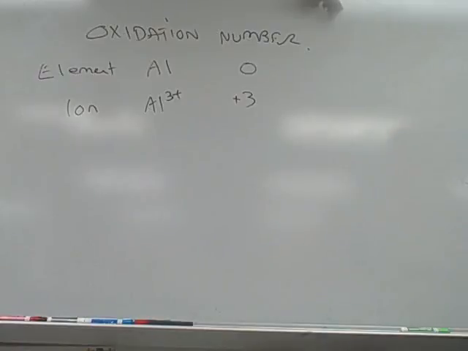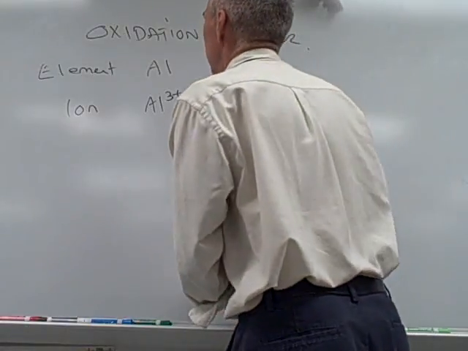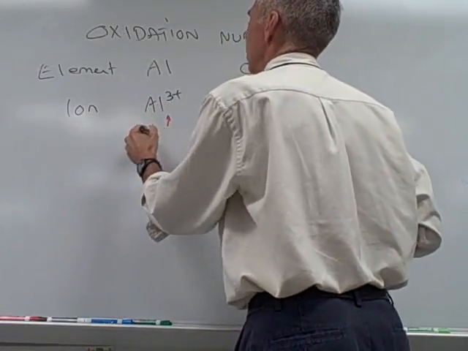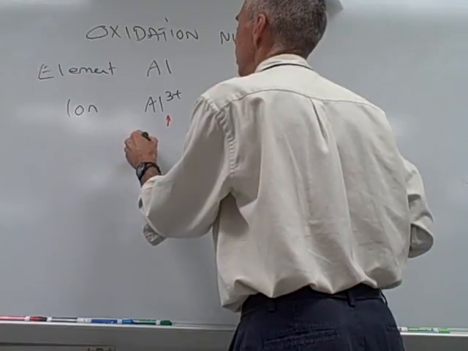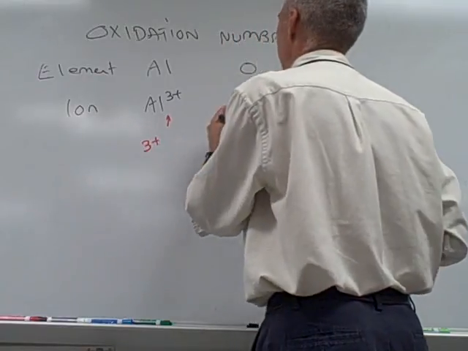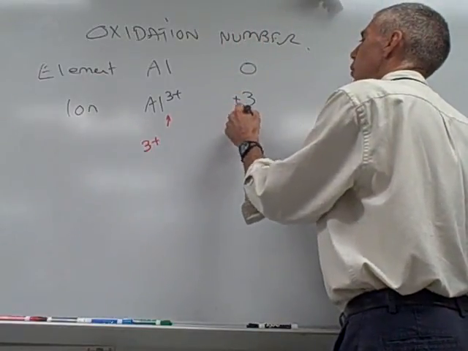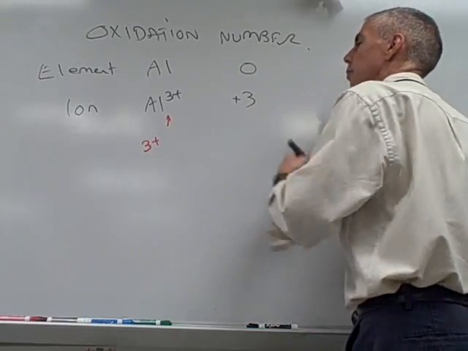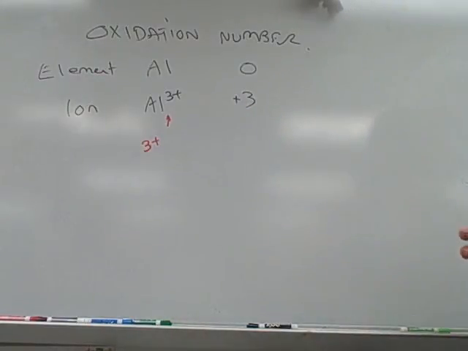Now notice the difference. You'll notice we've been talking about charges. We've been writing them. There's a convention that says you write charges as 3+, and when we write oxidation numbers, we write them as -3, +3, whatever it is. Should be easy to remember.